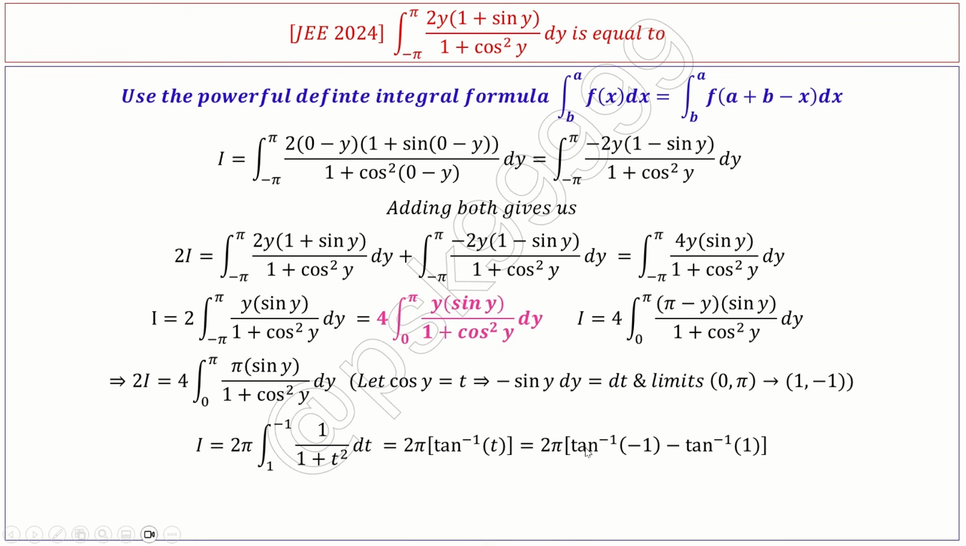So 2 pi into tan inverse of minus 1 minus tan inverse of 1, which is nothing but, careful here, tan inverse of minus 1 is not minus pi by 4. Tan inverse of minus 1 is pi minus pi by 4. Pi minus pi by 4. Tan inverse of 1 is pi by 4. So minus pi by 4. So I'll get pi squared. This is the answer.